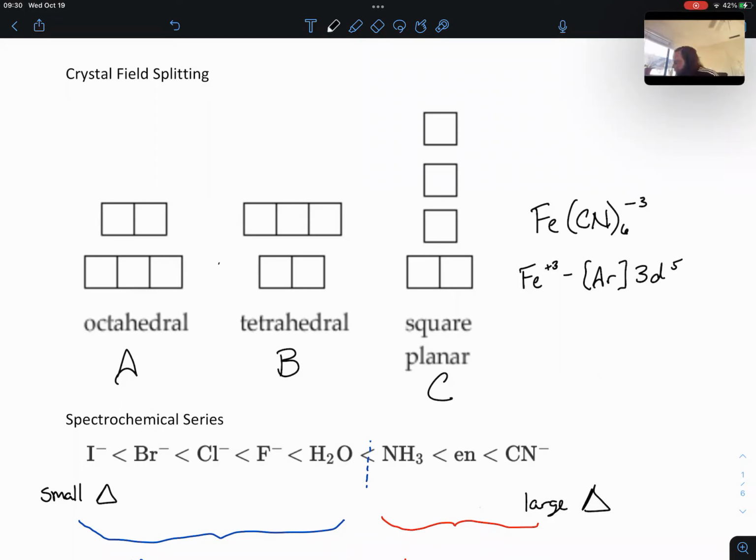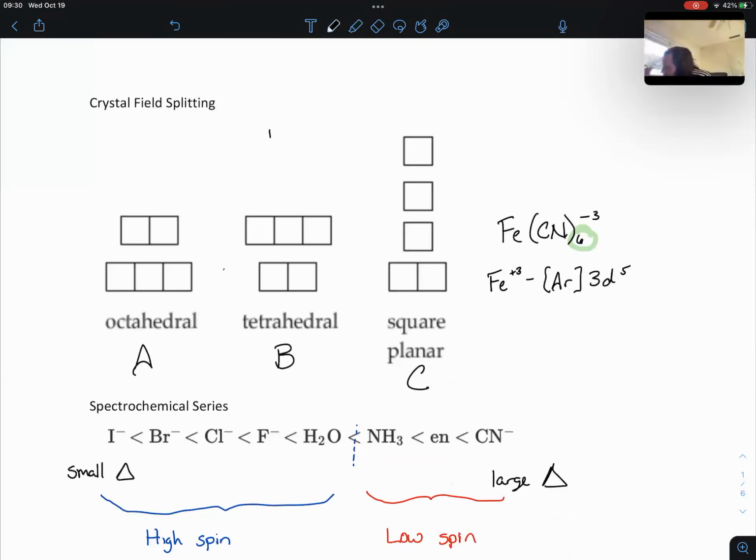All right, this one's kind of a mixed bag. Remember, you have to look at 2 things. The first thing is how many ligands there are, because tetrahedrals and square planars each have 4, but octahedral is the only geometry that's going to accommodate 6 ligands. So I'm going to have an octahedral geometry for this particular complex because there are 6 ligands.